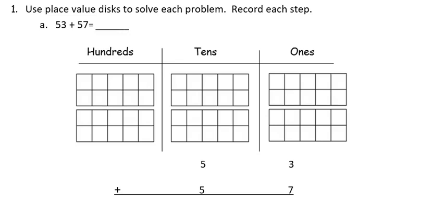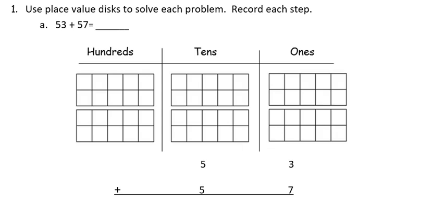This tutorial is for 2nd grade, Module 4, Part 1, Lesson 20. In this lesson, we're going to continue using place value discs and the vertical representation of an addition problem to show how the two correspond. My first problem is 53 plus 57.